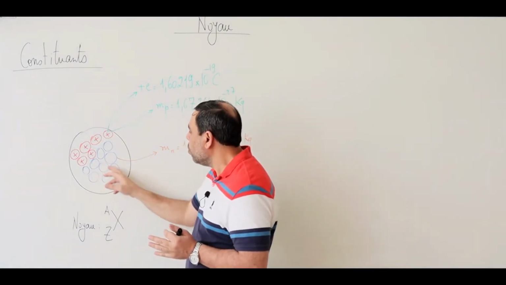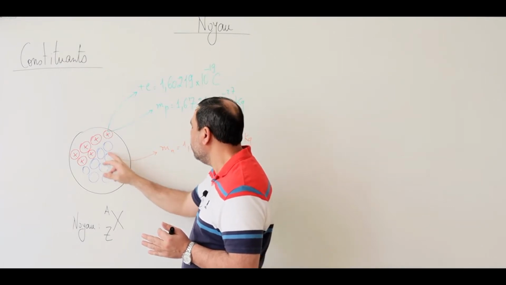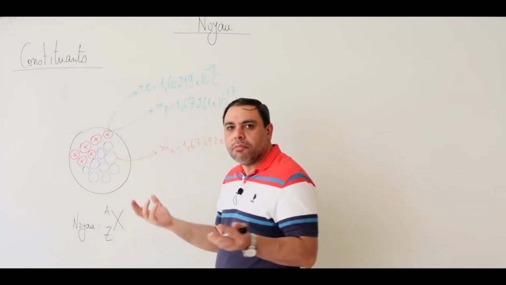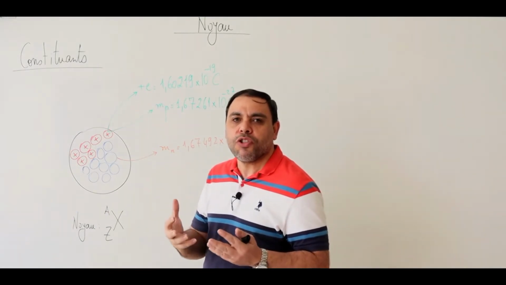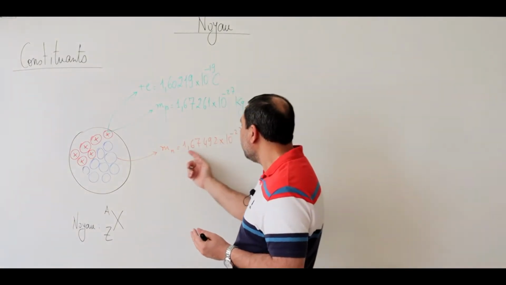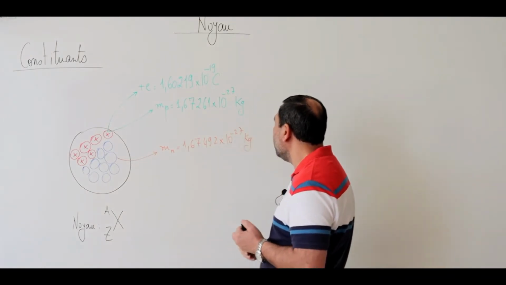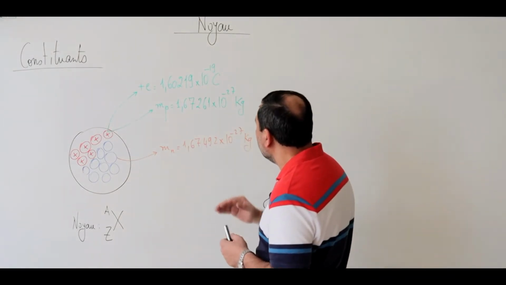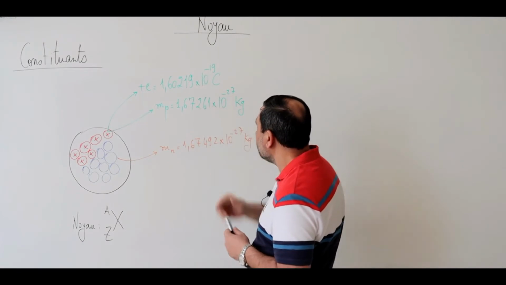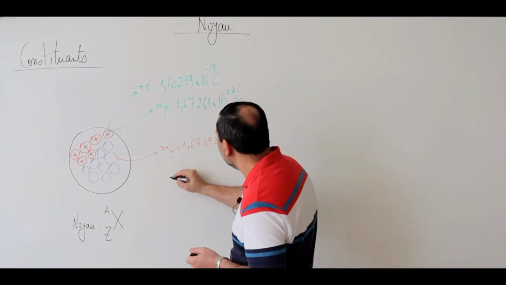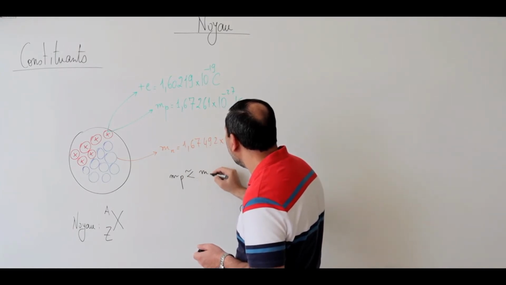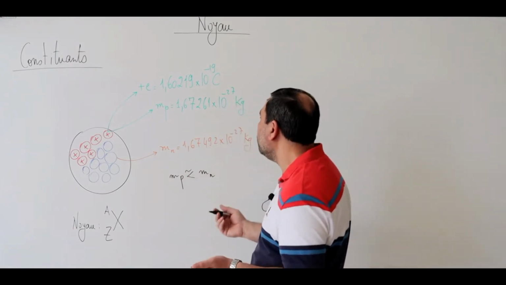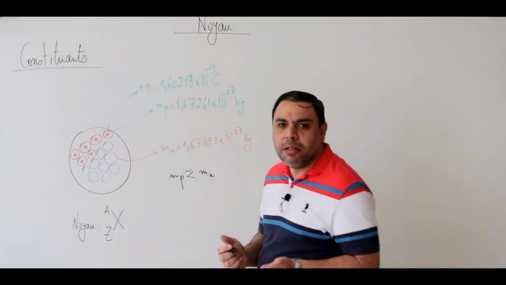Also, we have the neutrons, which are the blue ones here. The neutron is neutral. It doesn't possess any electric charge. Its mass is 1.67 times 10 exponent minus 27 kilograms. When comparing both masses, we notice that the mass of a proton is slightly less than the mass of a neutron, or we say that they are practically equal.